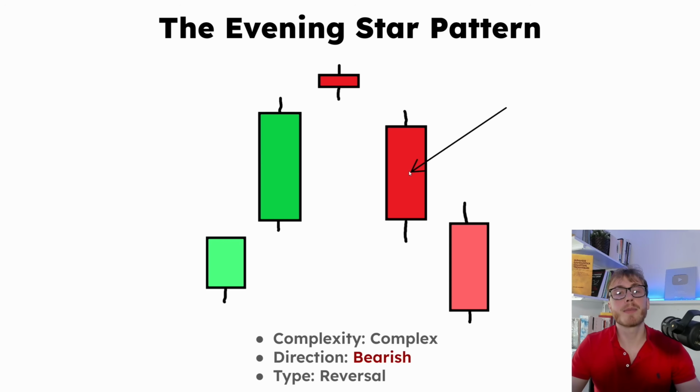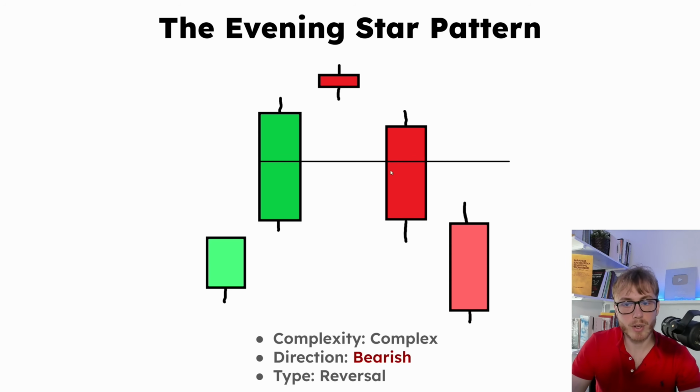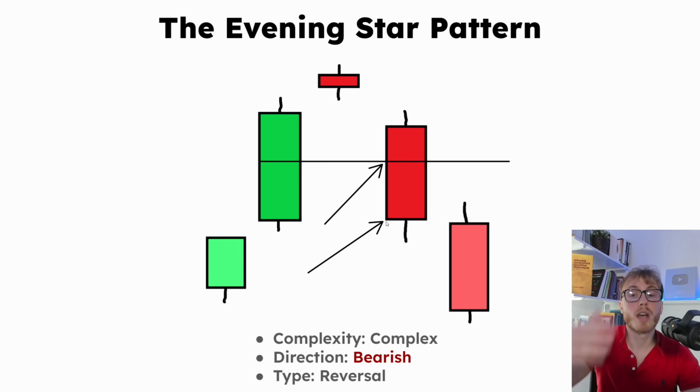The third candle here is a strong red candle. And once again, between the real body of candle 2 and the real body of candle 3, we want to see a gap like this. And to confirm that the third candle is strong and to confirm the pattern, we want the red candlestick, or candle 3, to close below this point right here. And in this particular example, you can see that the red candle closed far below the 50% mark, and this confirms the evening star pattern.